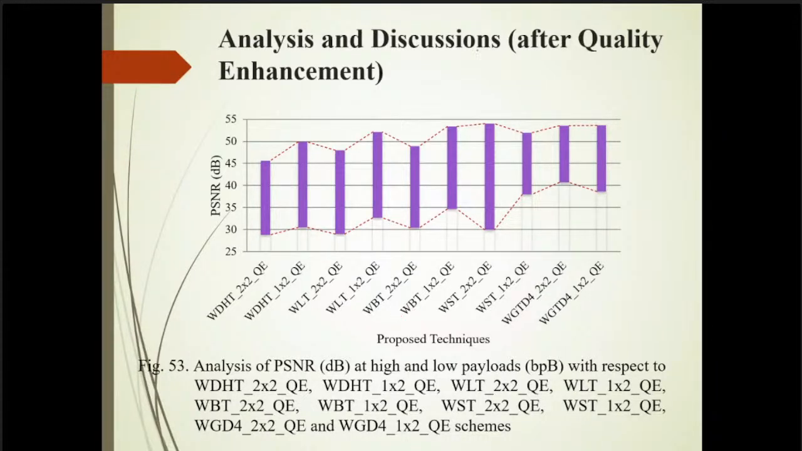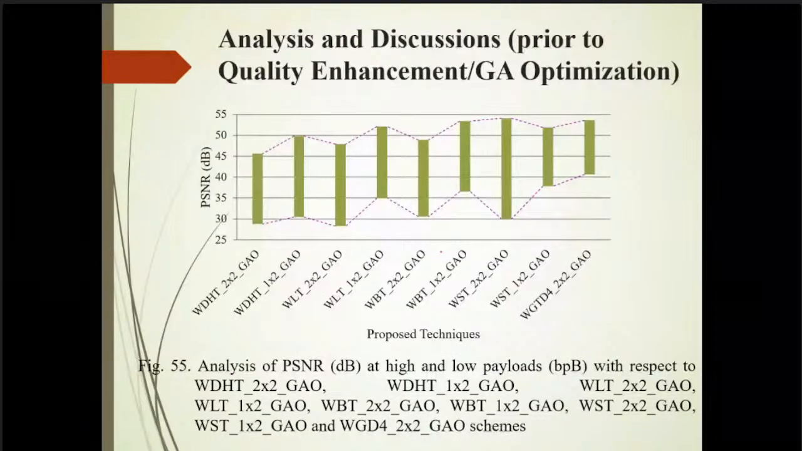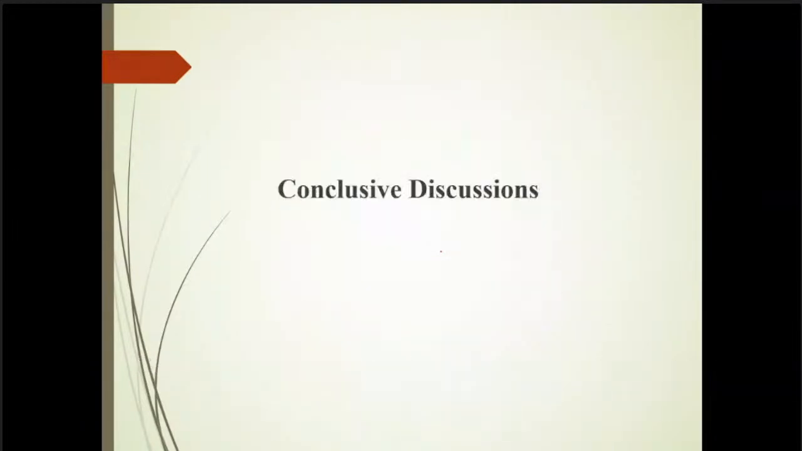And even when I'm coming here, you see only 1 or 2 cases are less somewhere. Otherwise, we are satisfied. In some cases it is even crossing the 52, 53 limit here also. Yeah, these are some of the results you can see for the quality enhancement.